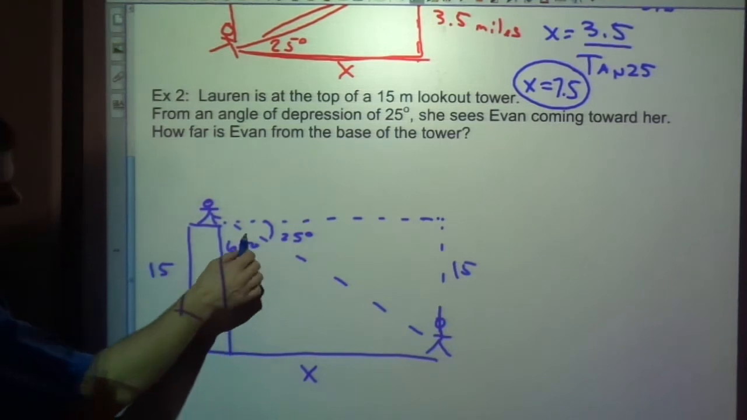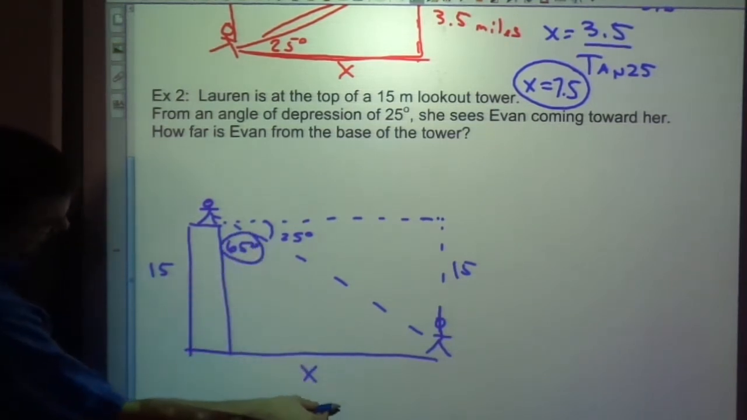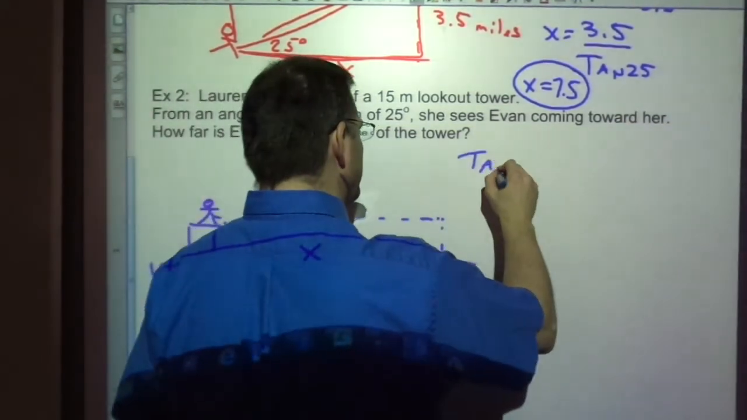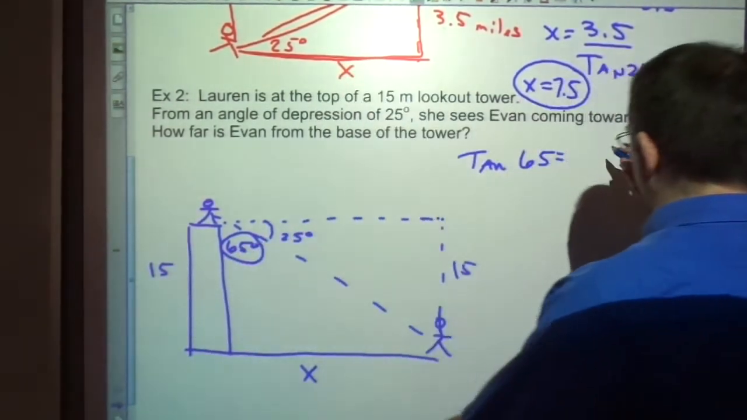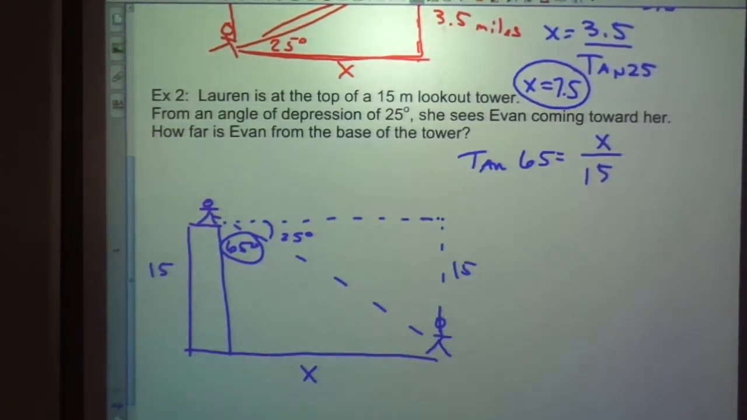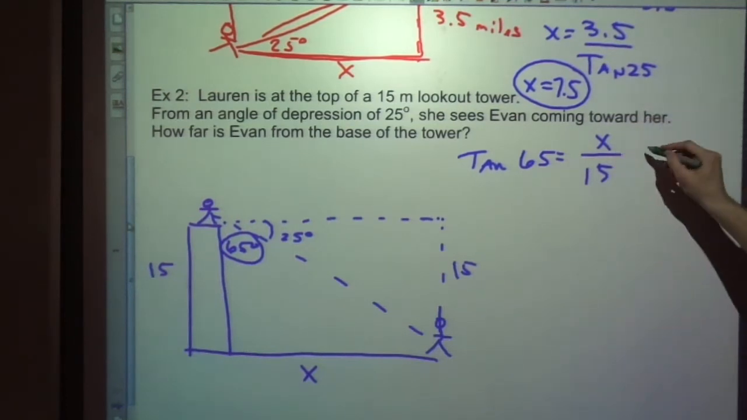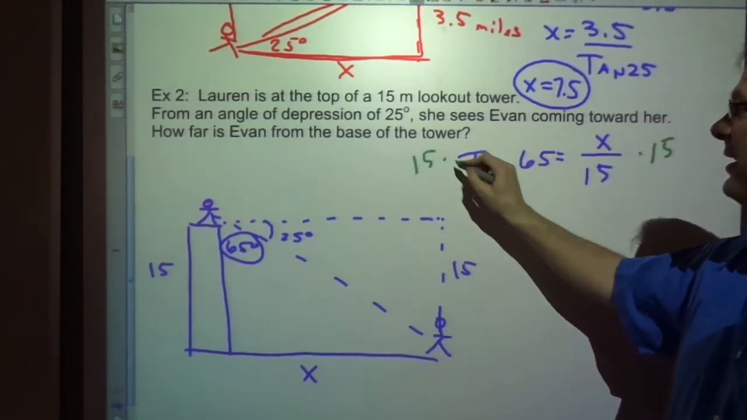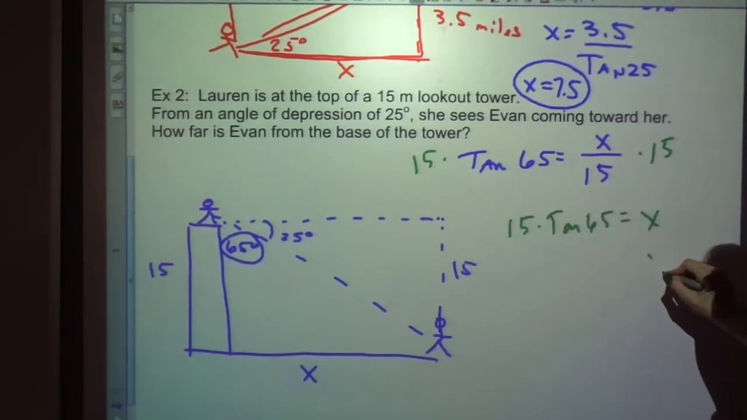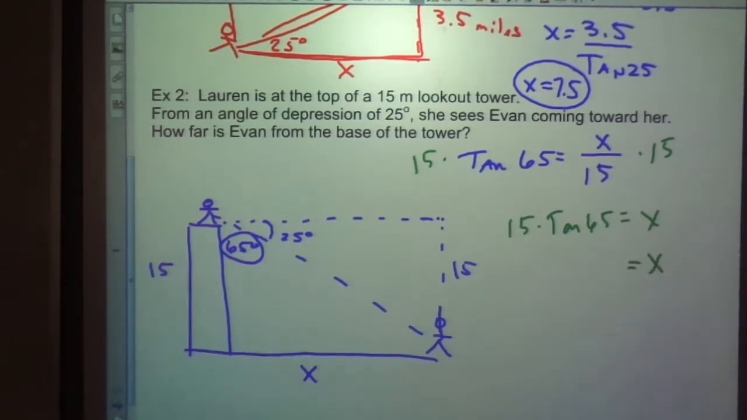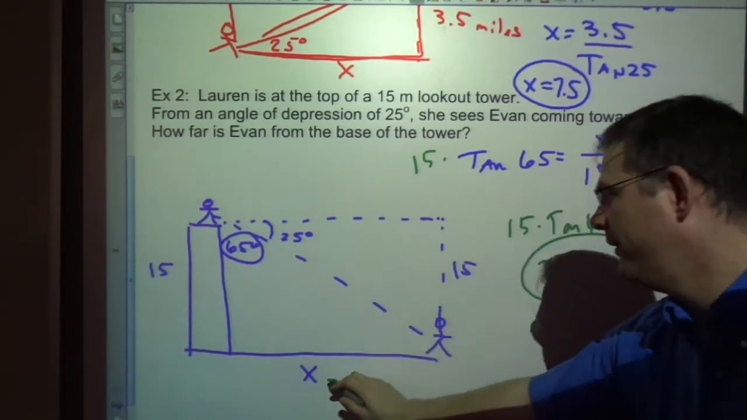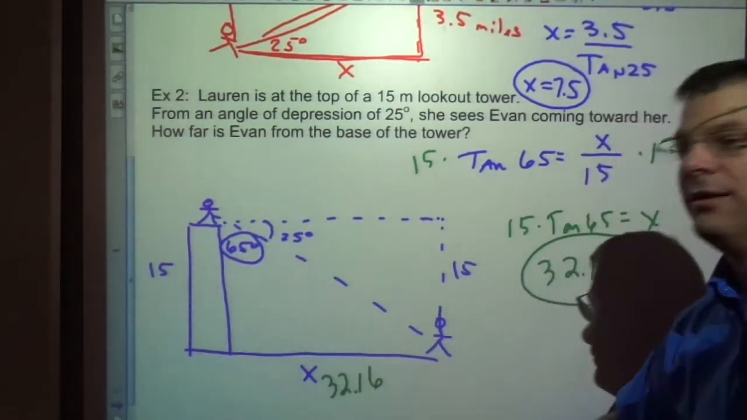Okay, so here is my angle of reference. This is the opposite. This is the adjacent. Again, we've got tangent. Tangent of 65 equals the opposite over the adjacent. But this time, the x is in the numerator, so it's a whole lot easier. All I need to do is multiply by 15 on both sides. So I get 15 times tangent 65 equals x. I need some calculator friends. 32.16. Okay, so that's how far this is down here. Goody.